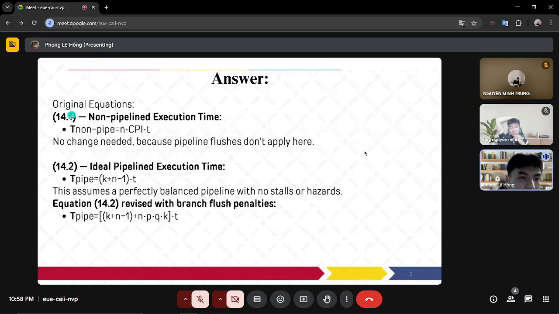So the answer to the question: the original equation 14.1 is the non-pipeline execution time, T non-pipeline. It is the same method, no change needed, but the pipeline penalties don't apply here. For equation 14.2, the ideal pipeline execution time, we have the method here. This assumes a perfectly balanced pipeline with no stalls or hazards. Equation 14.2 is revised with the branch penalties added to the pipeline time.